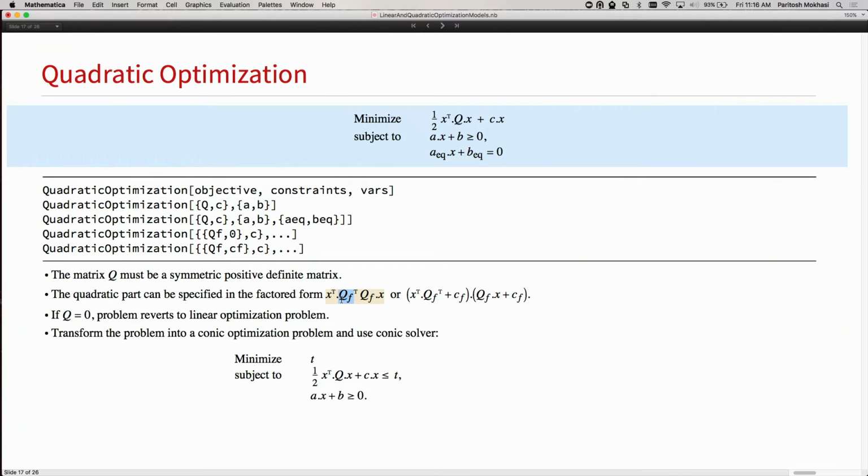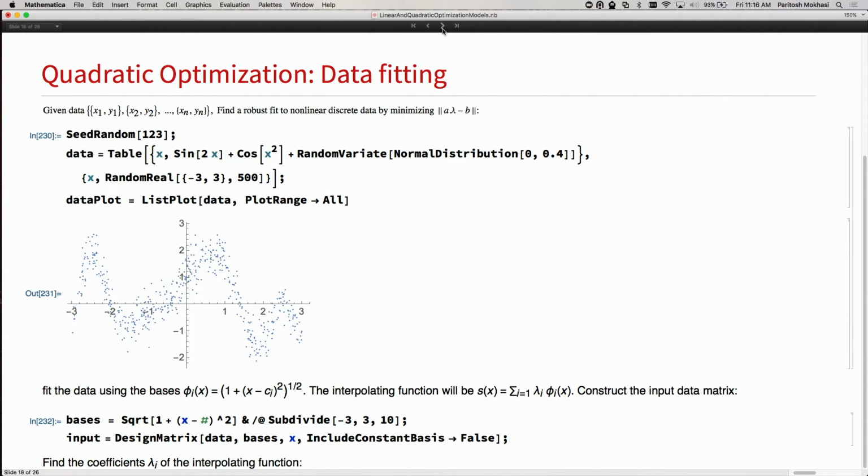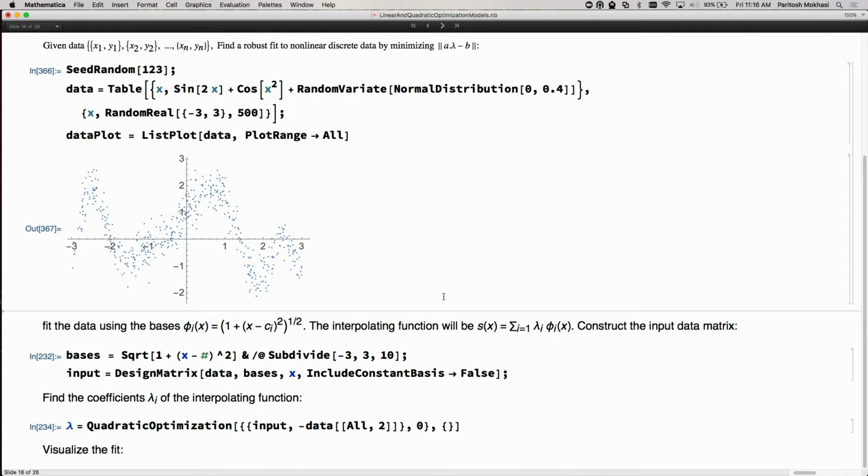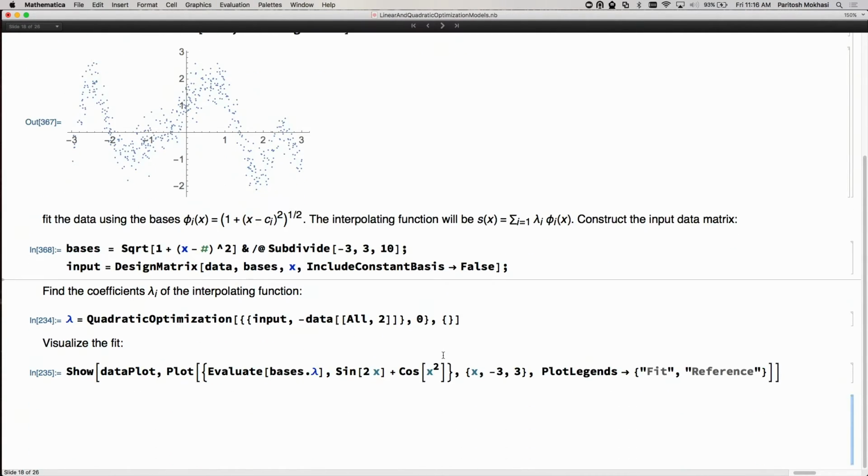Okay, quadratic optimization. Again, the objective function is going to be quadratic with linear equality constraints. For the quadratic optimization case, we also allow you to give what are called factored forms. And factored forms turn out to be really useful in data fitting kinds of problems. I'll skip directly to the examples so that you can see what we're talking about.